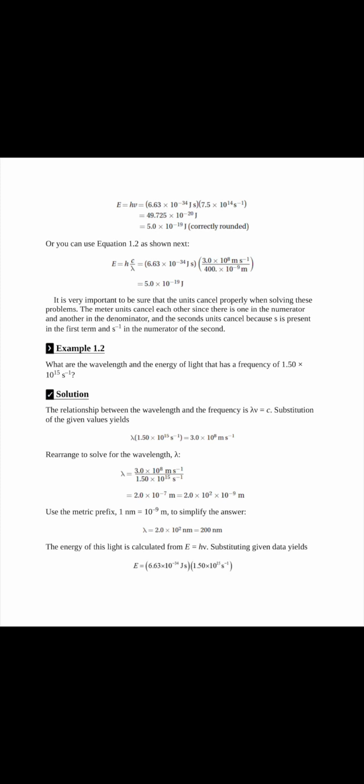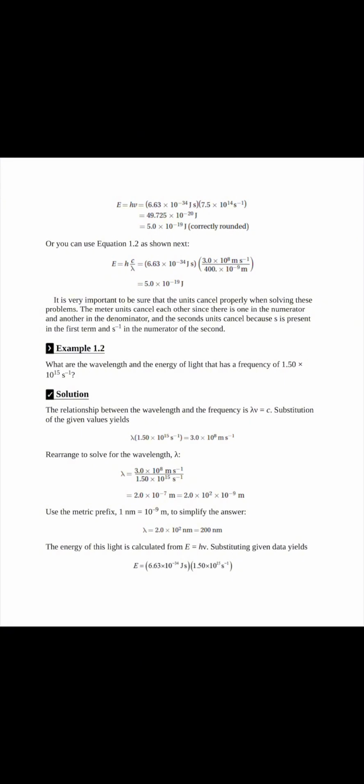Correctly rounded. Or you can use equation 1.2 as shown below. Energy equals Planck's constant times the speed of light divided by wavelength. Energy equals 6.63 × 10^-34 joule-seconds, multiplied by 3.0 × 10^8 meters per second, divided by 400 × 10^-9 meters. Energy equals 5.0 × 10^-19 joules.